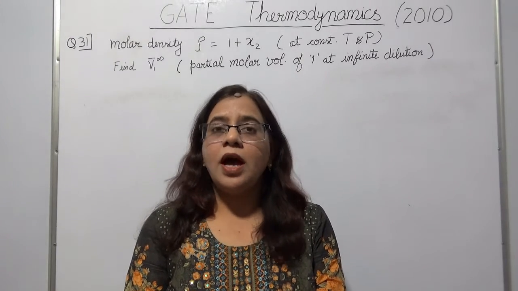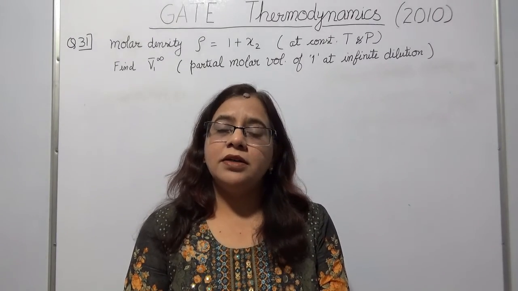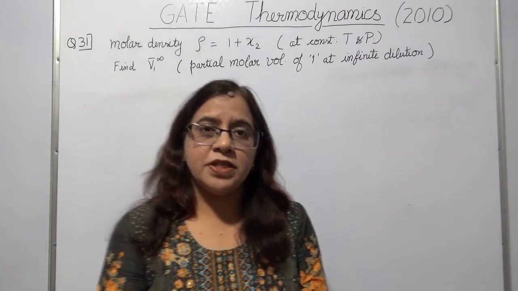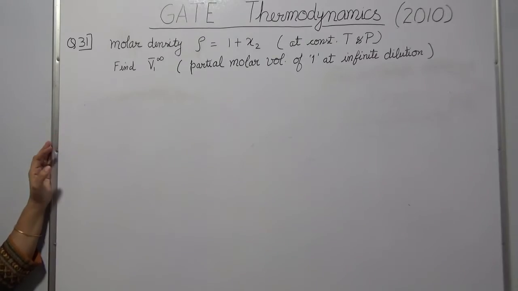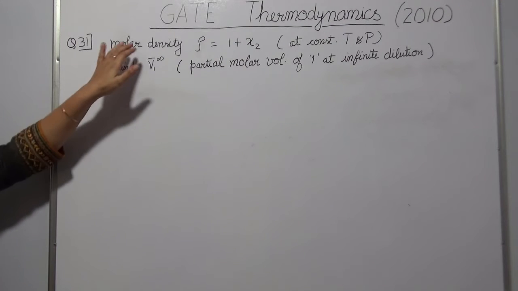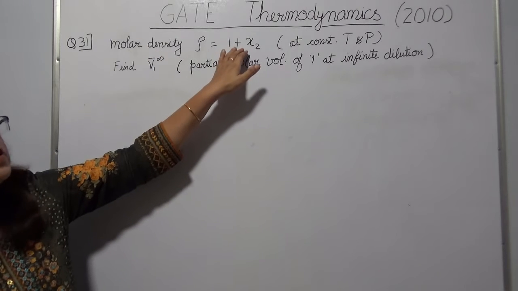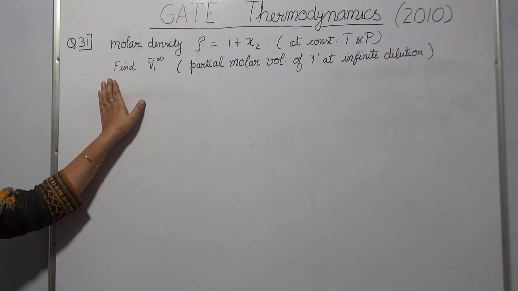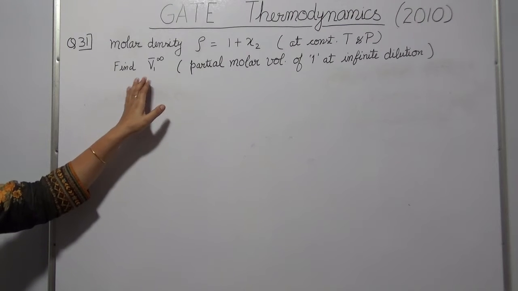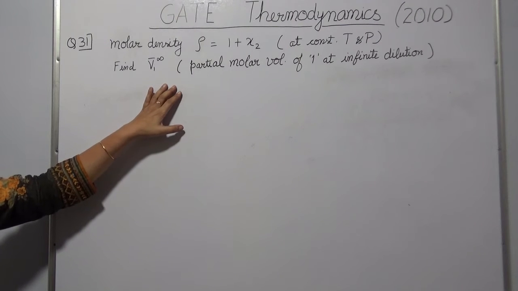In this video, I am going to check problems related to thermodynamics that appeared in the Chemical Engineering GATE paper of 2010. The first problem which I am going to take talks about a binary solution at constant temperature and pressure, and its molar density rho is given as a function of mole fraction. Now they have asked you to calculate what will be the partial molar volume of component 1 at infinite dilution.